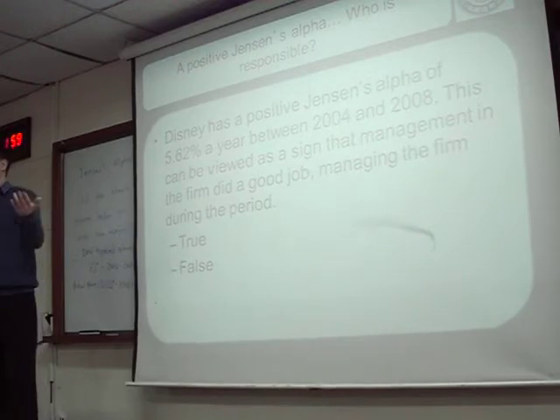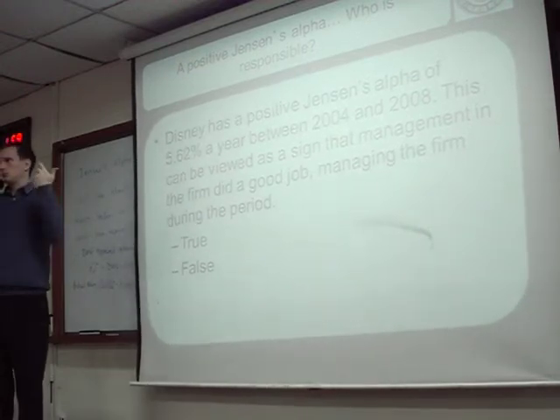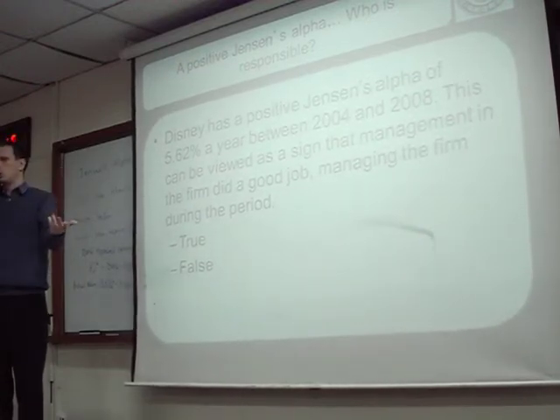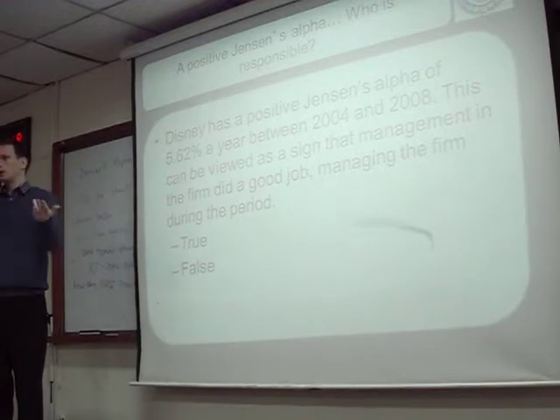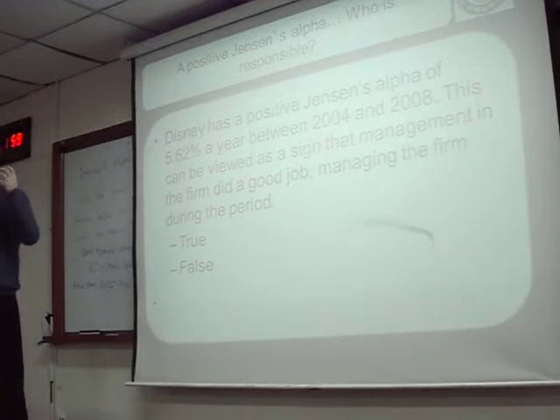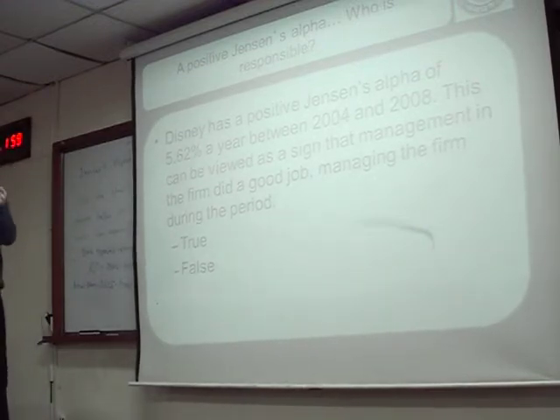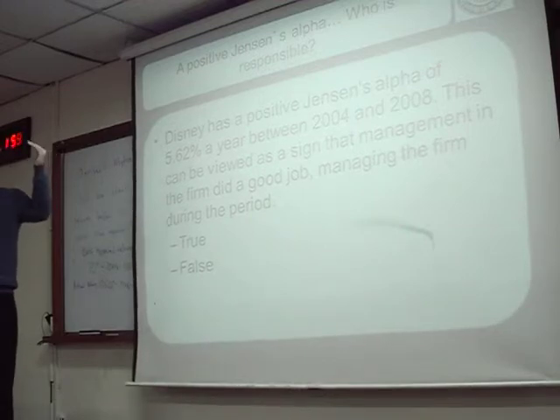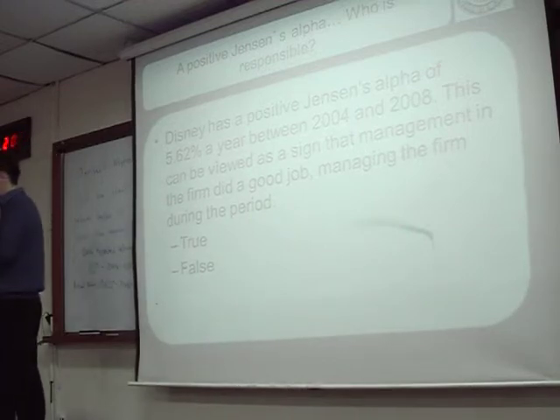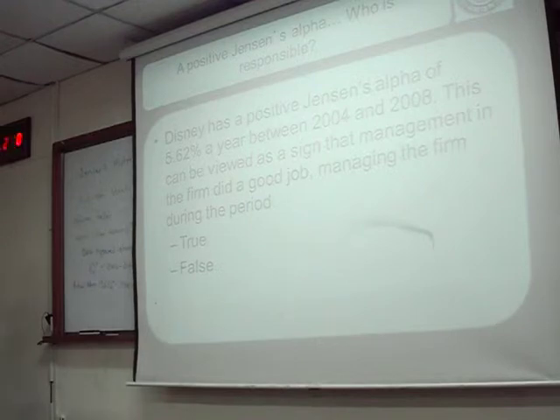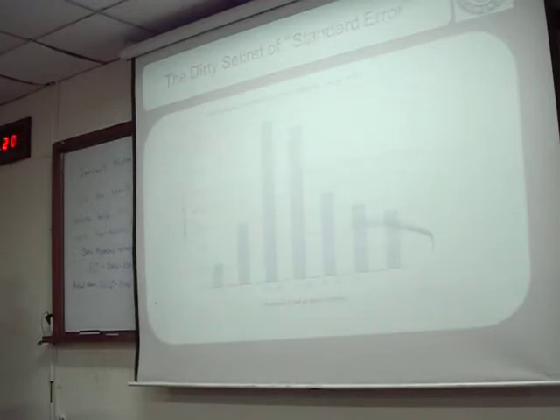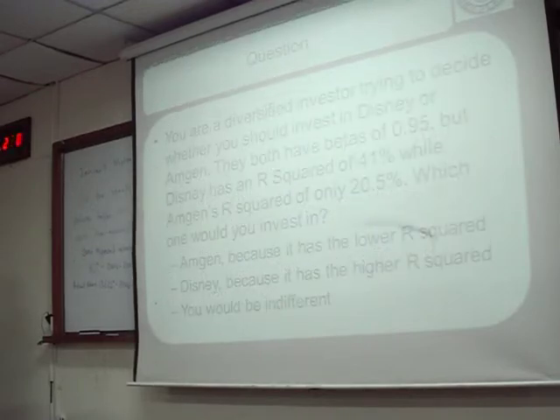But the only time it could be false is maybe if people started watching more movies, or buying more toys, so all the companies in the movie and toy industry were making big profits. So we could compare it to that kind of industry. But generally, Jensen's alpha shows us that the manager is doing well. Okay?